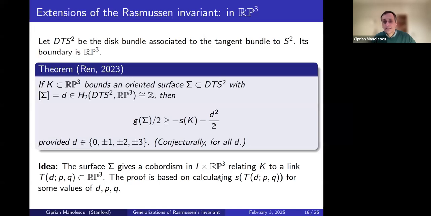And again, the idea is similar to what we did in CP2. You look at how this surface intersects the core of your 3-manifold. In this case, it's just S2. You think of this as a disk bundle, and you look at the 0 section, and you get some cobordism in I times RP3 to a fixed link. And if you can compute S of that link, you get some bound for the knot itself.